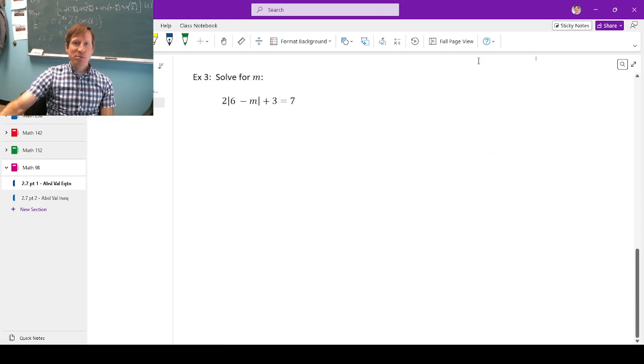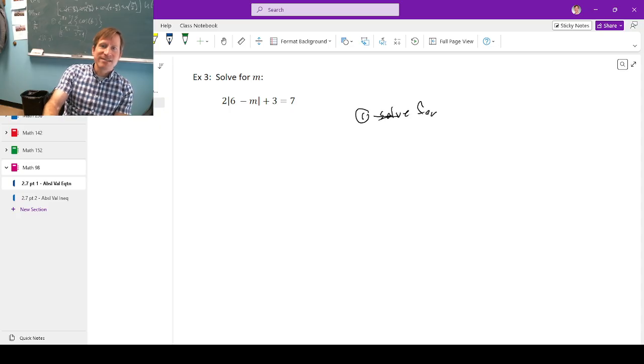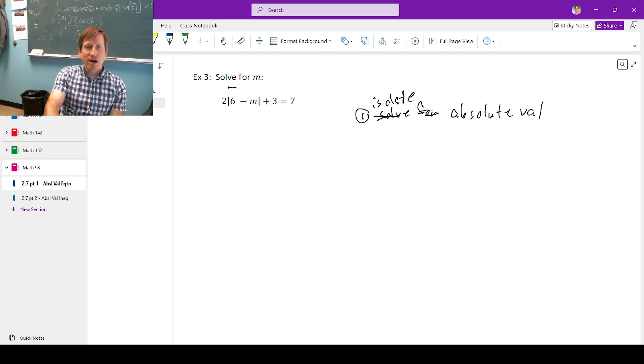Okay, one more example. Let's solve this equation for m. This one's a little complicated because there's stuff happening inside the absolute value and outside the absolute value, but that's okay. We know how to handle both of these situations. So the first thing we should do is solve for, or isolate, the absolute value. Keep your eye on this absolute value piece. We need to isolate that piece.